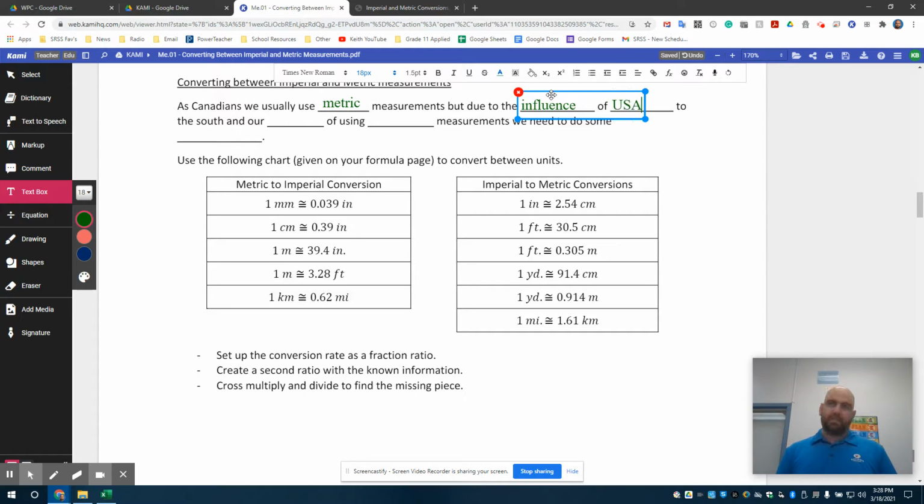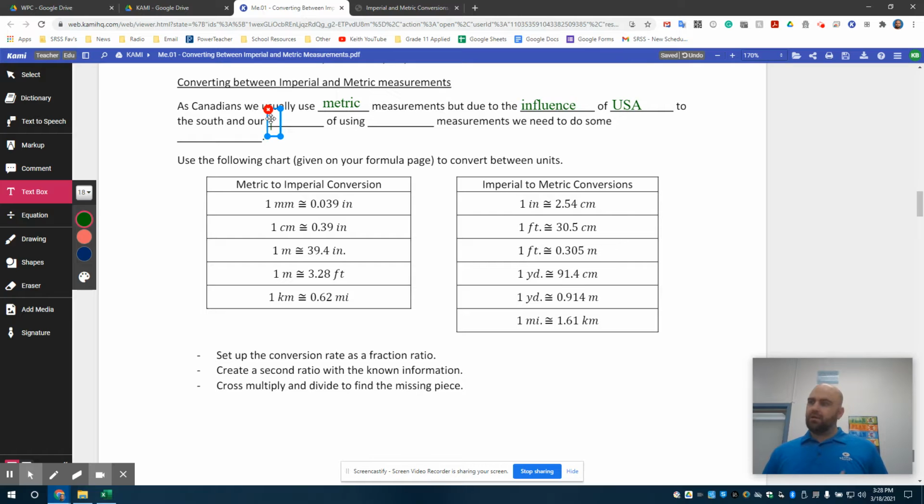of the USA, I'm going to put it nice and simply as the USA to the south, and our history of using imperial measurements, we often need to do some converting. We convert between imperial and metric measurements.